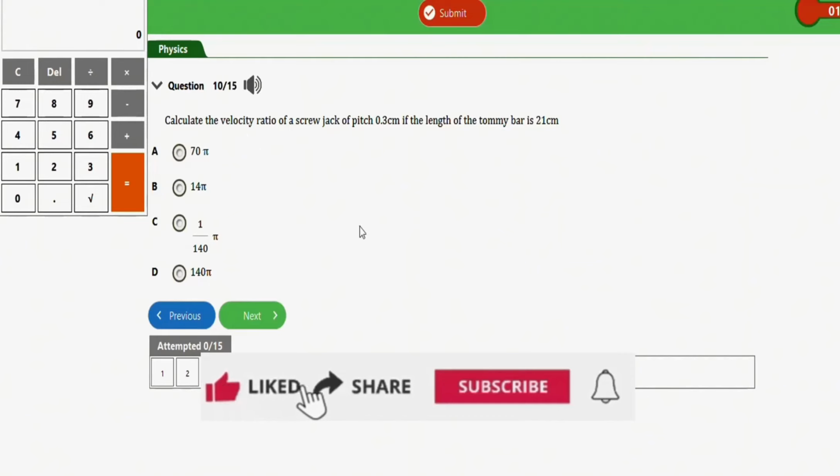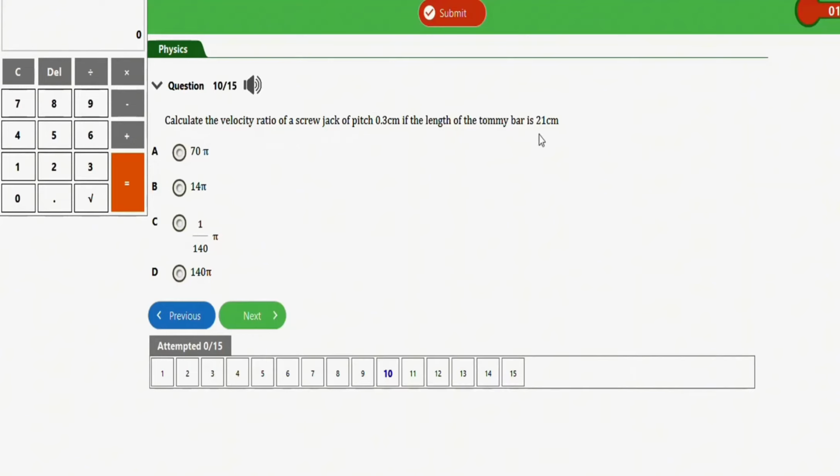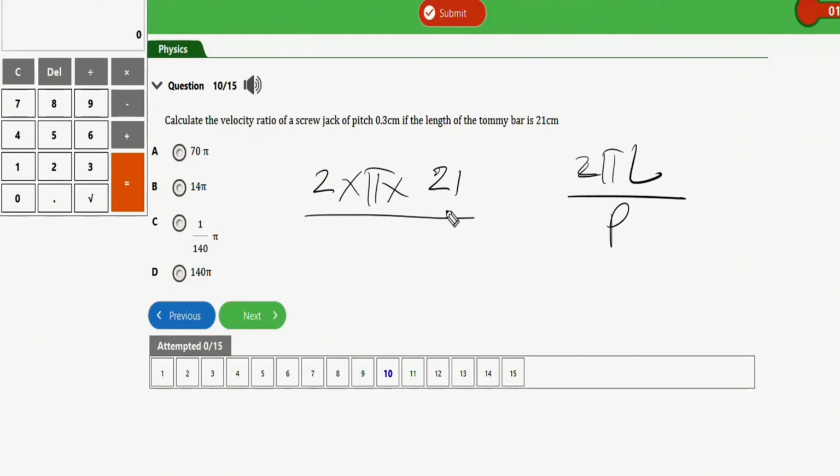So the question says, calculate the velocity ratio of a screw jack of pitch 0.3 cm if the length of the tommy bar is 21 cm. So from the formula we've already established, the velocity ratio is 2πL over P, P being the pitch. So this will give us 2 times π times the length of the tommy bar, 21, over the pitch, which is 0.3.